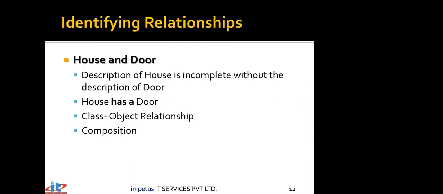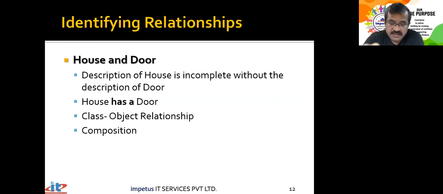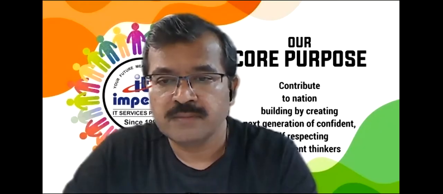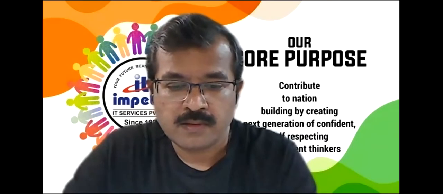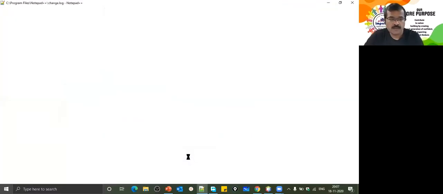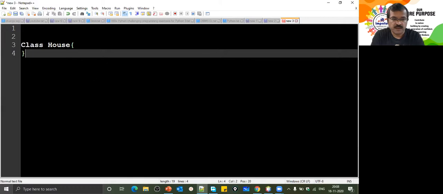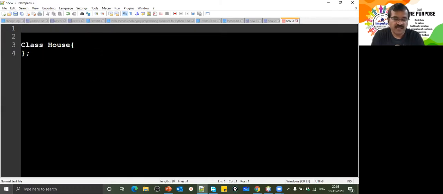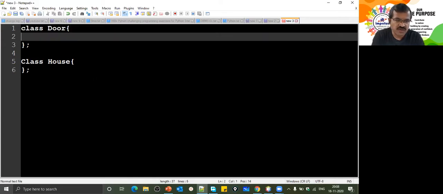Sir, data member is a class. Then what will be in the class? Data member is a class name. There is a class. If I say class house, I am describing this class house. Before that, I have already created a class called door, and it has all the properties of door. Properties of door will be what? The weight of the door, the dimensions of the door, everything will be there.